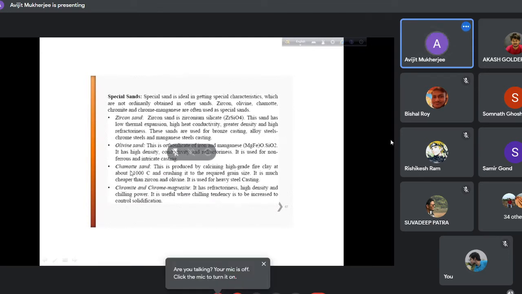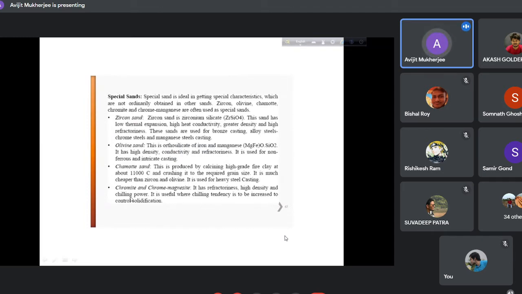Heavy steel casting requires the use of chamotte, chromite and chrome magnesite. The refractoriness property is good with this, with high density and chilling. Now, what is chilling? Again, we shall discuss some defects that may result due to this problem. Chilling means sudden cooling. Say, if an object is heated at 1200 degrees centigrade and suddenly from that temperature it is dipped into ice cold water, that is a massive, drastic change of temperature. Sudden cooling is chilling, and due to this chilling, many defects may be generated.